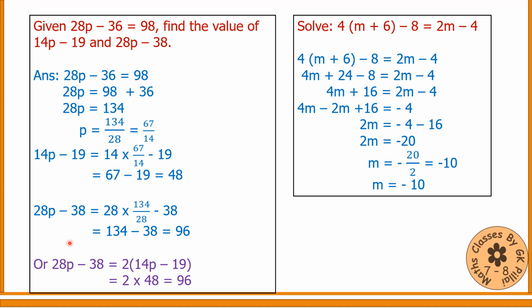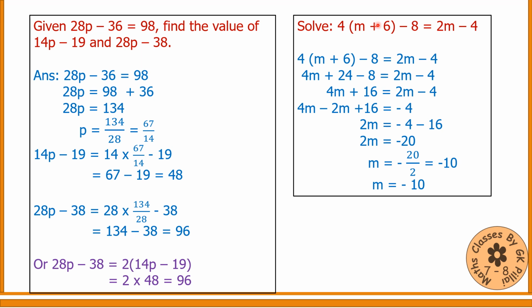Now the same sum I am explaining in another way also. Here we have straight away substituted 134 upon 28, but here we will take 2 common outside from both the terms. 2 into 14p minus 19. So from here straight away we will put 48 here. So it will be 2 into 48 equal to 96.